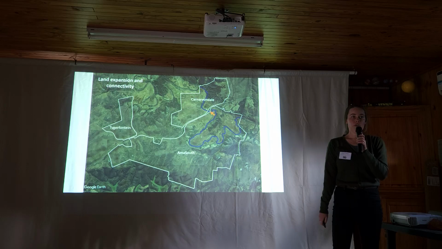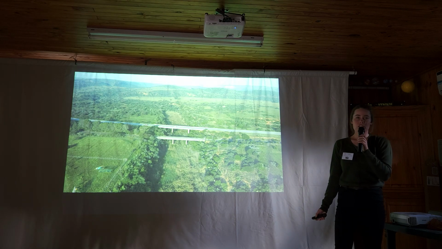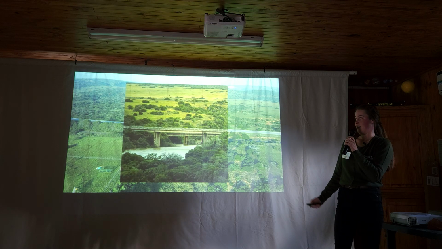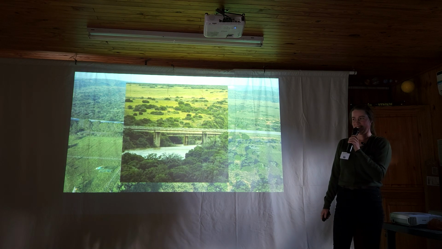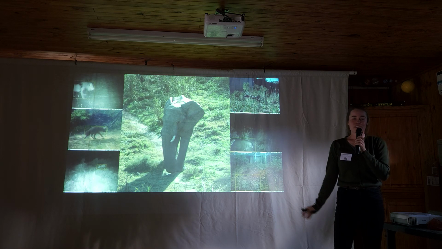Then we opened a corridor through the Bushman's River corridor, which gave them access to this section. So this is just a picture of the corridor. This was what it used to look like. It now currently has water in it, which is nice to see. And then, yeah, lots of animals have made use of it.